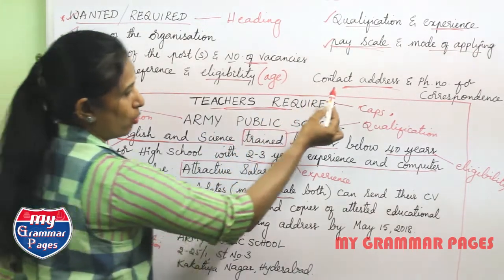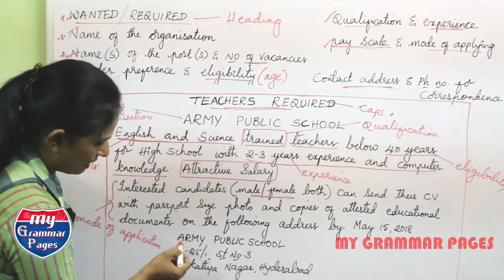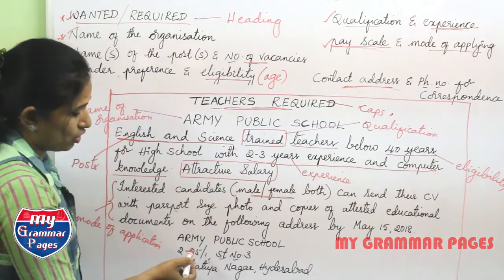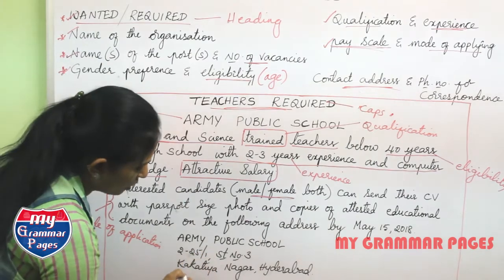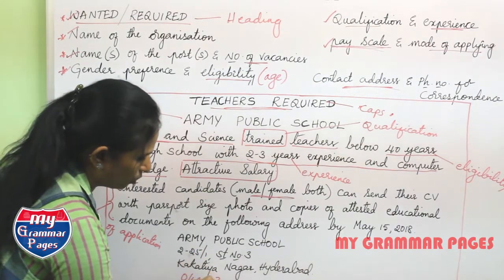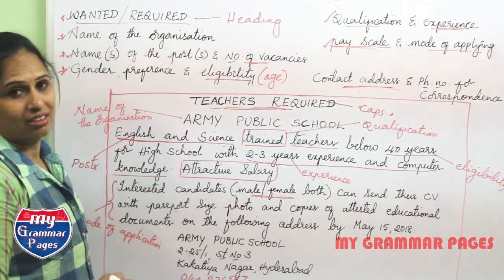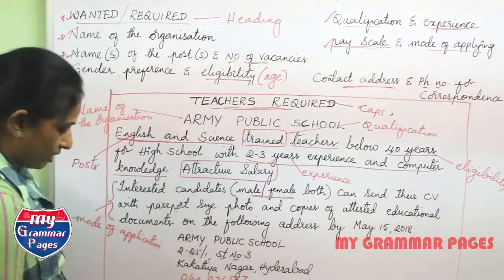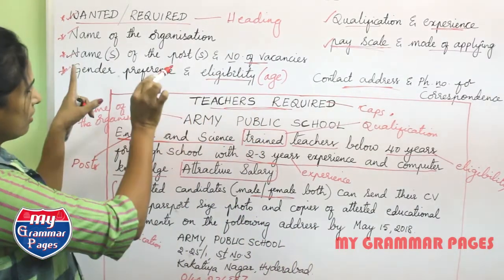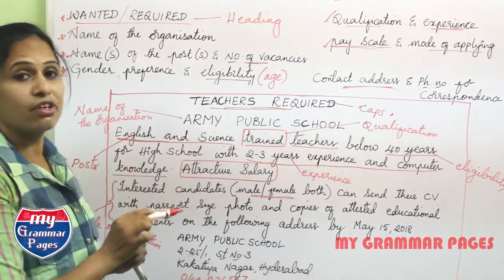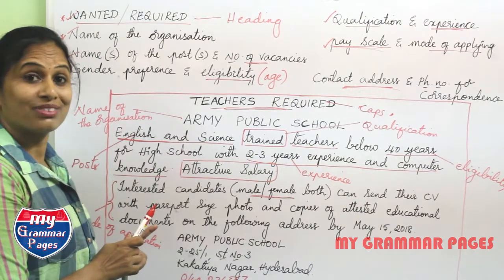And at last we wind up the classified with the contact address and phone numbers for correspondence. See here, once again I have mentioned the name of the organization along with the address, and if you want, you can mention the phone numbers too, some imaginary number. So this comes under the contact information. After that you draw a line, I mean close the box. Just have a look whether we have written each and every feature very clearly. So this is all about job vacancies, and that's all.